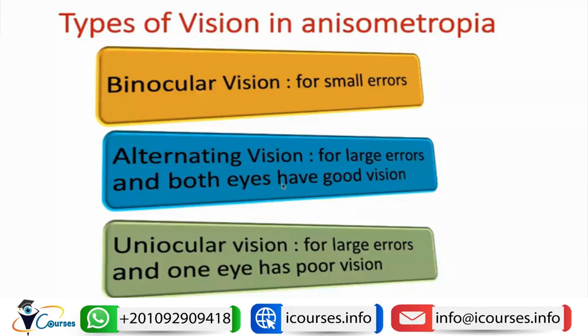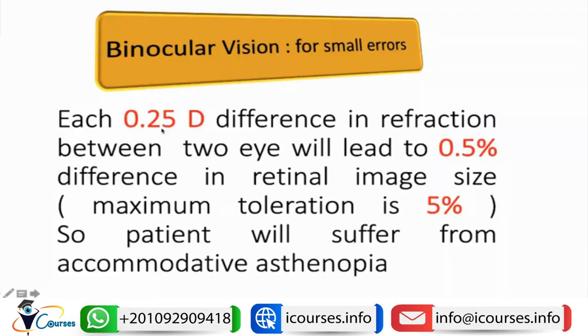Let's put this into figures. When do we have binocular vision in case of small errors? It was found that about 0.25 diopters difference in refraction between both eyes will lead to what's called aniseikonia, meaning a difference in the retinal image size. This difference is specifically about 0.5%. So again, 0.25 diopters difference in refraction between both eyes leads to about 0.5% difference in the retinal image size. So how much can we tolerate? We can tolerate up to 5%.